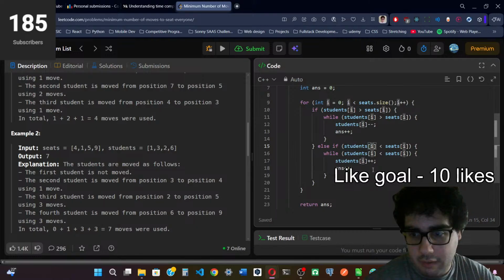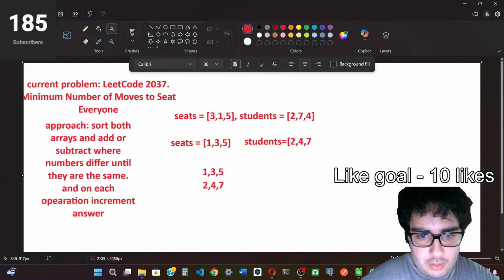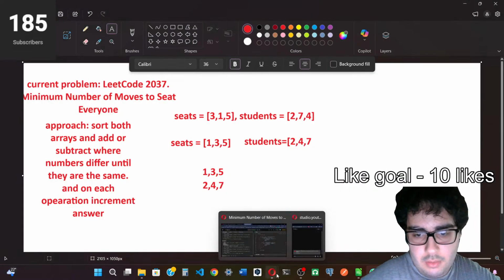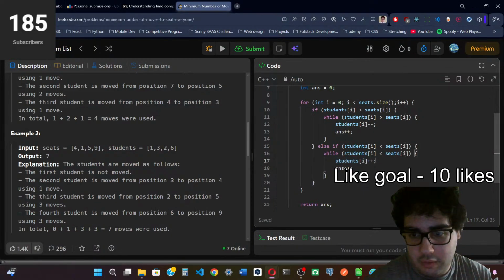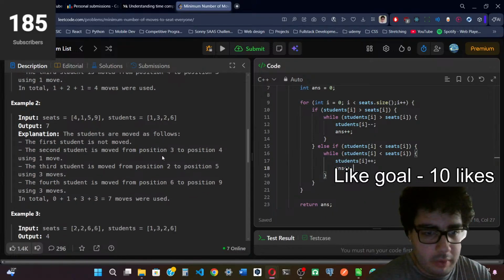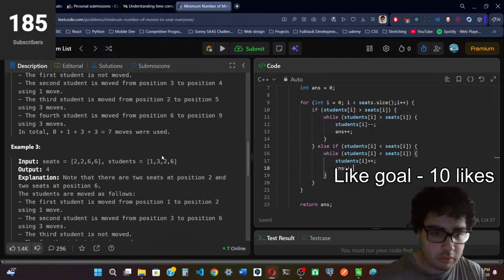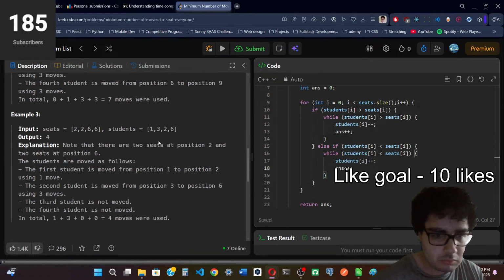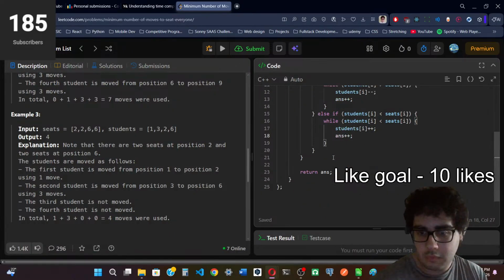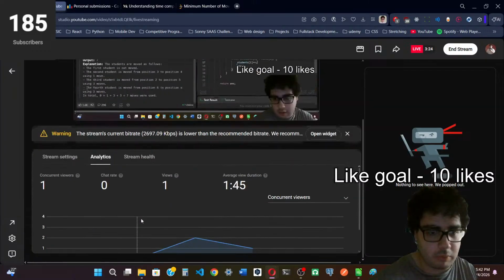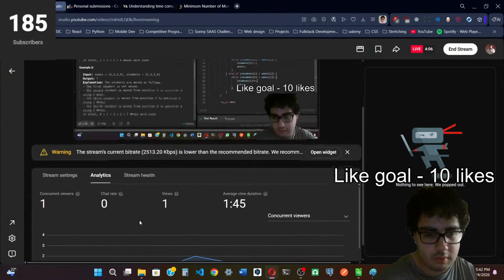Else, if students of i is less than seats of i, which is the case in our example, then we're going to increment students of i until it is not less than seats of i. Then we're going to do answer plus plus. Okay, so that is the first example. And that, guys, is basically how that one works.